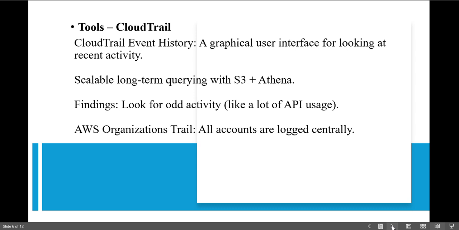Tools for CloudTrail. CloudTrail event history, a graphical user interface for looking at recent activity. Scalable, long-term querying with S3 and Athena. Insights findings look for odd activity. AWS Organization trails, so all accounts are logged centrally.